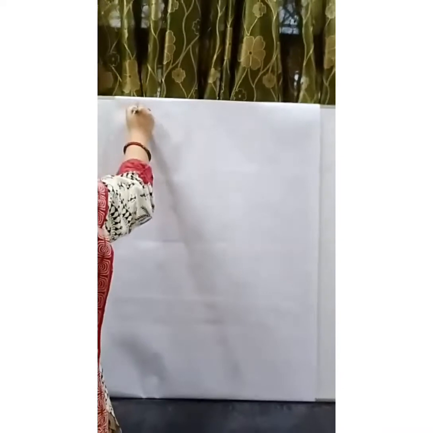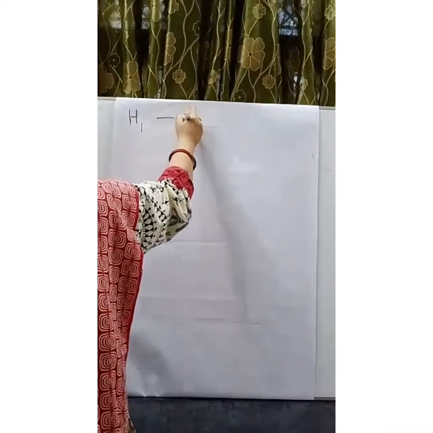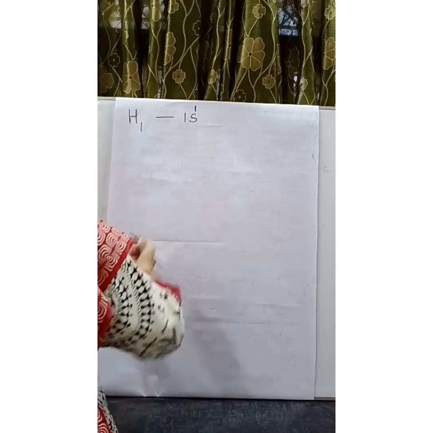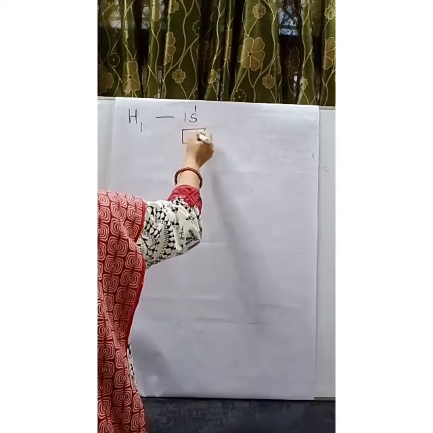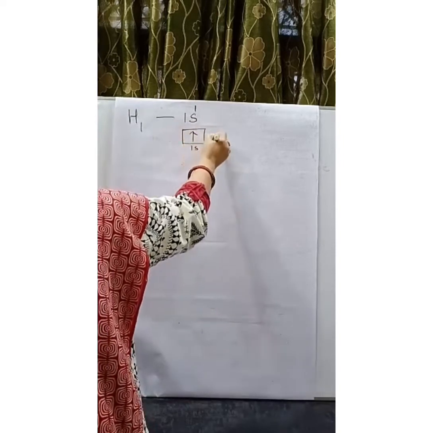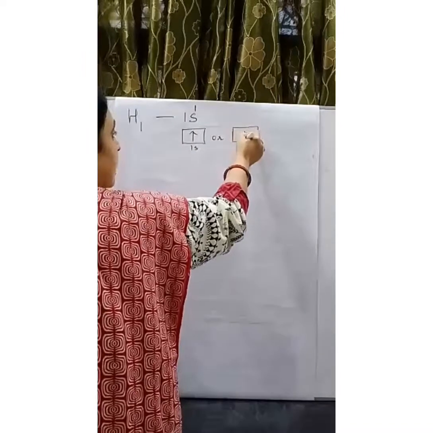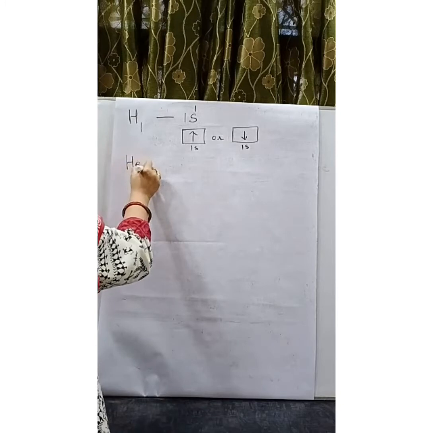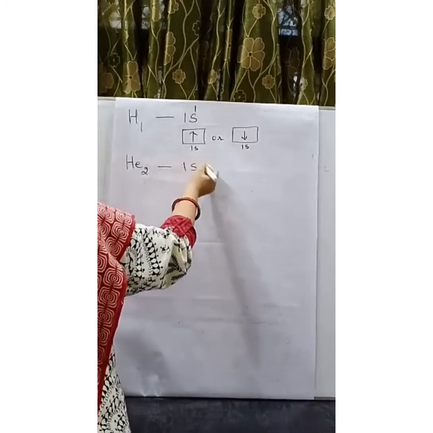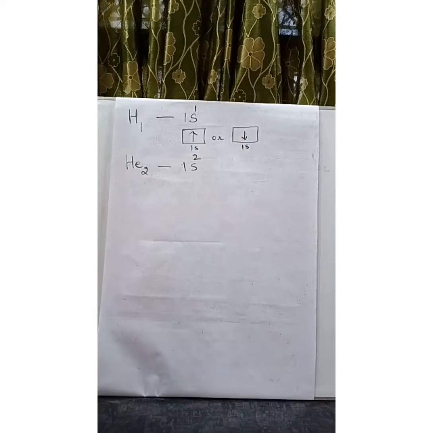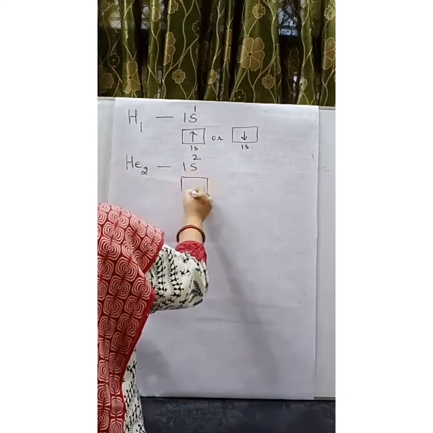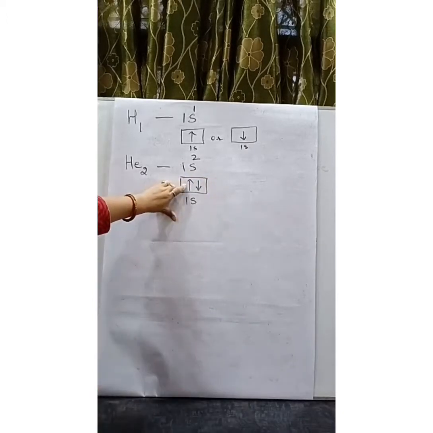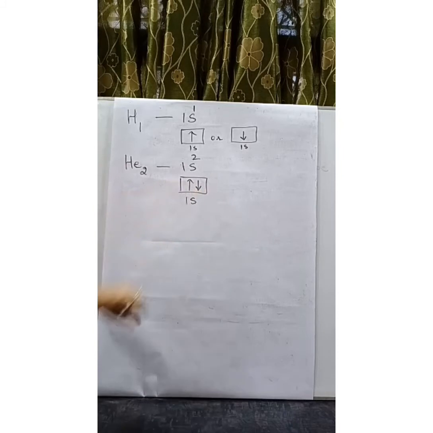First element is hydrogen, having one electron. So the first orbital is 1s, and the electron goes in the 1s orbital. In the orbital diagram, one electron is occupied. We can put it either with an upward spin or downward spin. Next is helium, 2 electrons. The 1s orbital's maximum capacity is 2, so 1s2. You can put the orbital diagram like this: 2 electrons, one with a clockwise spin, another with an anti-clockwise spin.